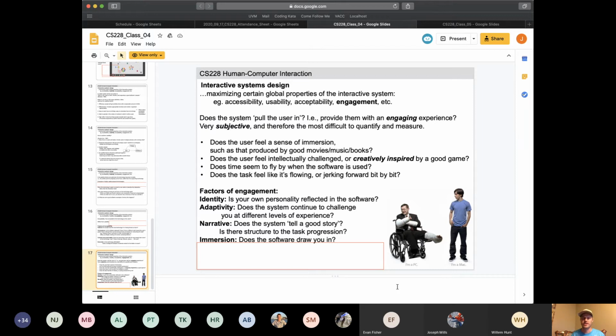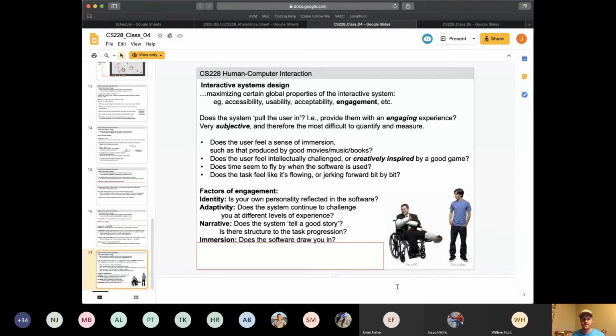Some of the ways we can often know if a system is engaging is people will describe that they feel a sense of immersion. So they're watching a good movie or reading a good book and they really feel like they are in that world that they're reading about, right? Reading Harry Potter would be very engaging if afterwards you're like, oh, I really felt like I was in a castle at Hogwarts, right?